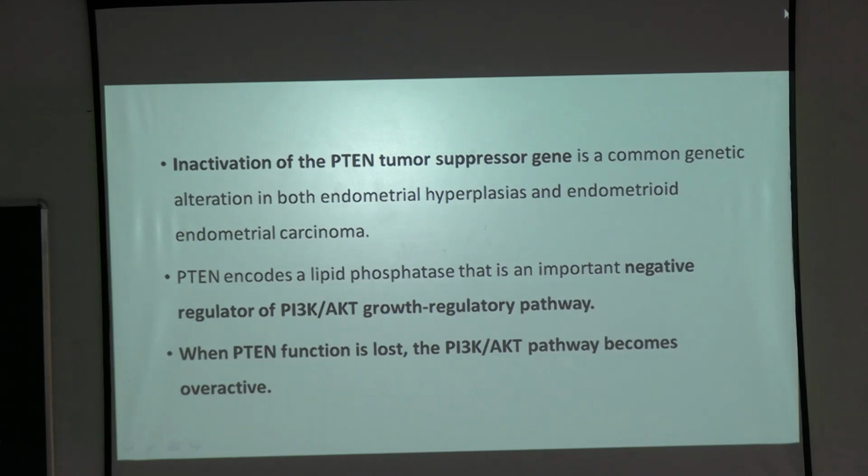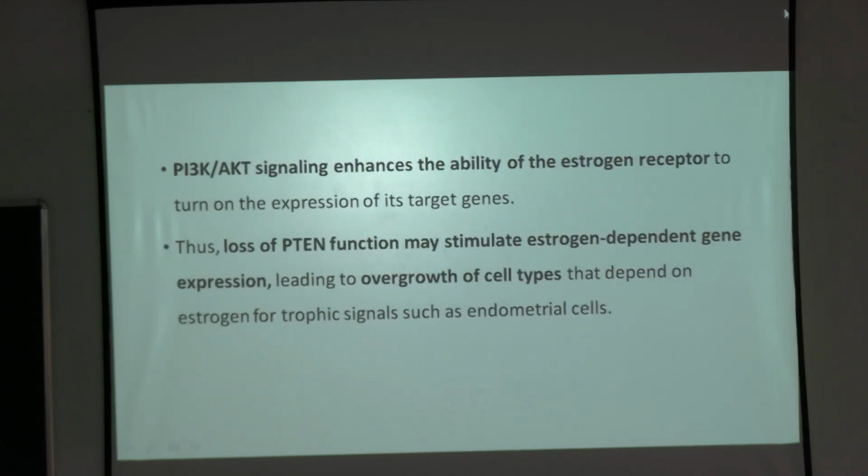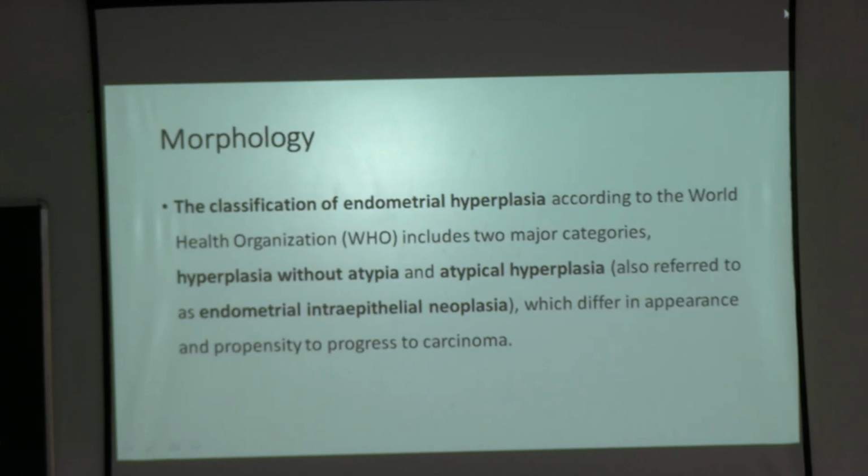Now, why does it occur? Inactivation of the PTEN tumor suppressor gene. Inactivation of the PTEN tumor suppressor gene means PI3K-AKT pathway becomes overactive. And PI3K-AKT signaling being overactive means it will send overactivity to the estrogen receptor. And that estrogen receptor will increase the function of estrogen-dependent cell like endometrial cell.